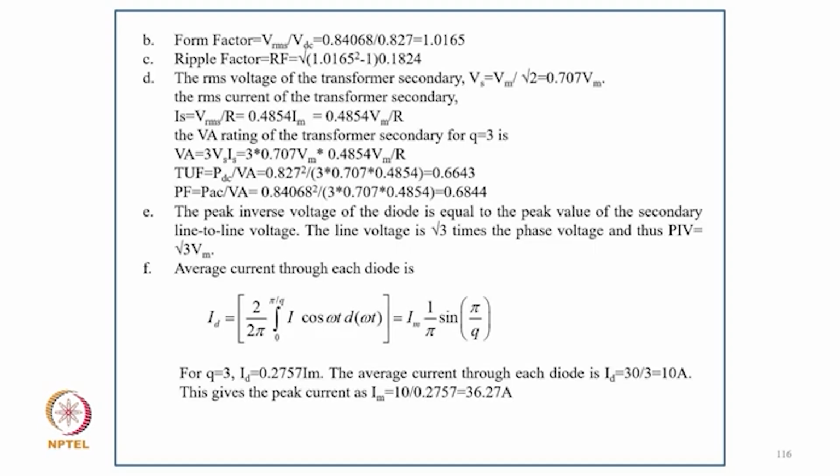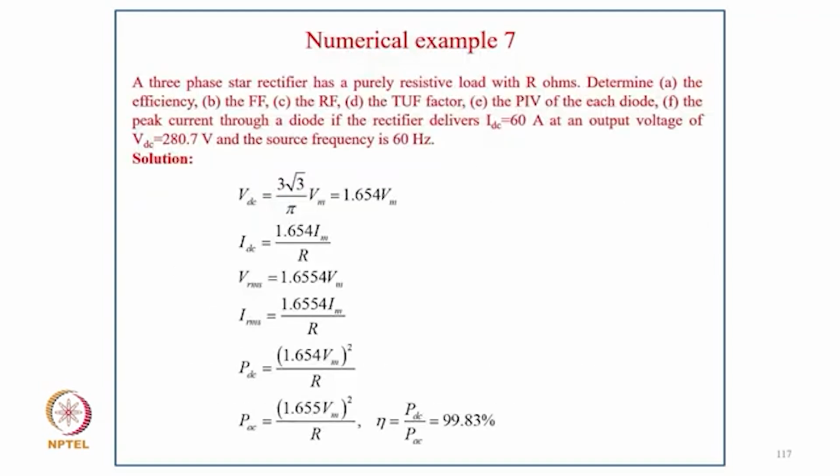The peak inverse voltage of the diode is equal to the peak value of the secondary line to line voltage. Line voltage is root 3 times the phase voltage, and thus the peak inverse voltage is root 3 Vm. And the average current through the diode is ID equal to, in bracket, 2 upon 2 pi, 0 to pi by q, Im cos omega t d omega t, that becomes Im 1 upon pi sin pi by q. For q equal to 3, ID equal to 0.2757 Im. Average current through diode is ID equal to 30.330 ampere. This gives the peak current Im equal to 36.27 ampere.